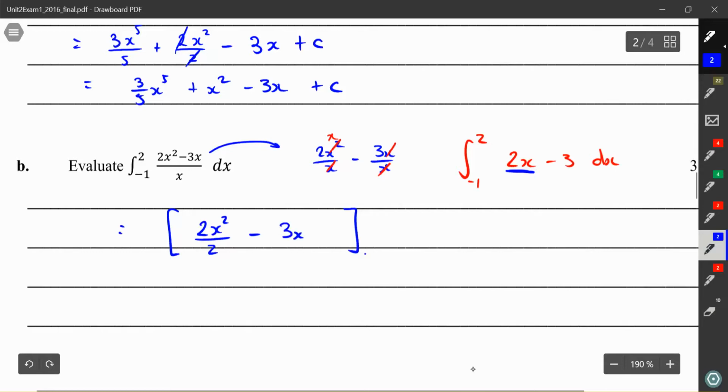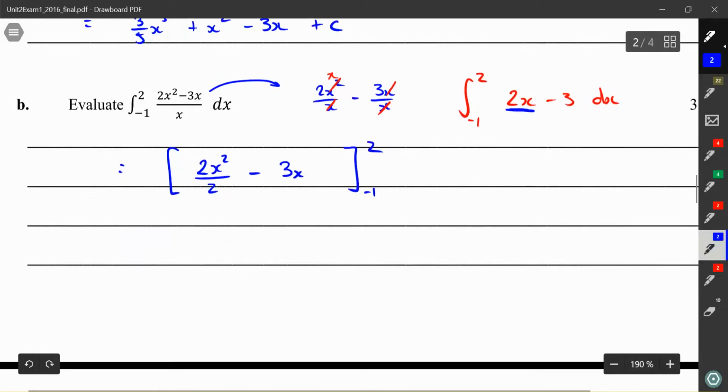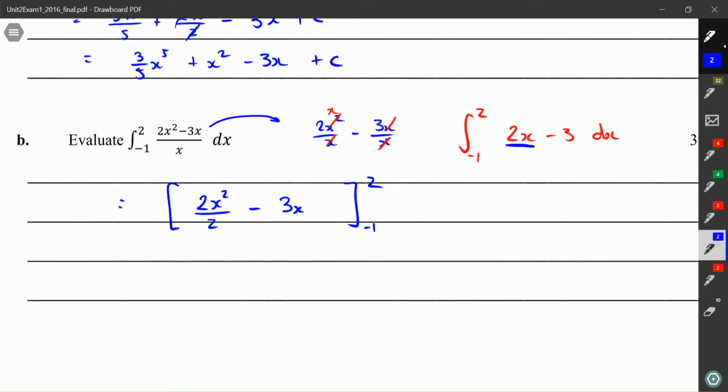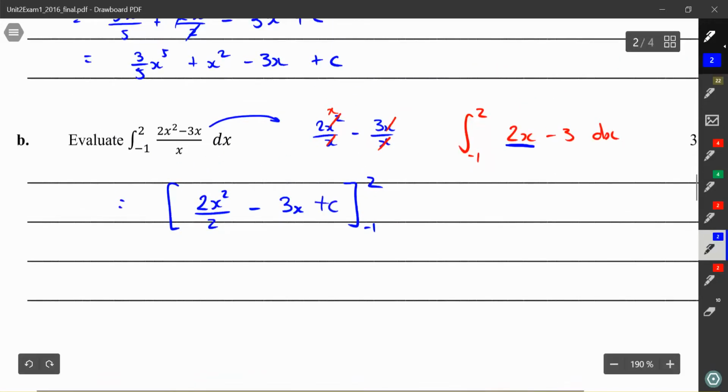And our integration was from -1 to 2. Remember, this type of integral is called a definite integral. There is no need to put the plus c here because it's going to cancel out anyway, if you remember what I explained in class. And so what's the rule here? Remember, we're going to substitute 2 in first and then minus substitute -1 in. So I'm going to sub 2 in first. Oh, actually these two cancel out. So you technically have 2 squared minus 3 times 2, because I substitute 2 in.